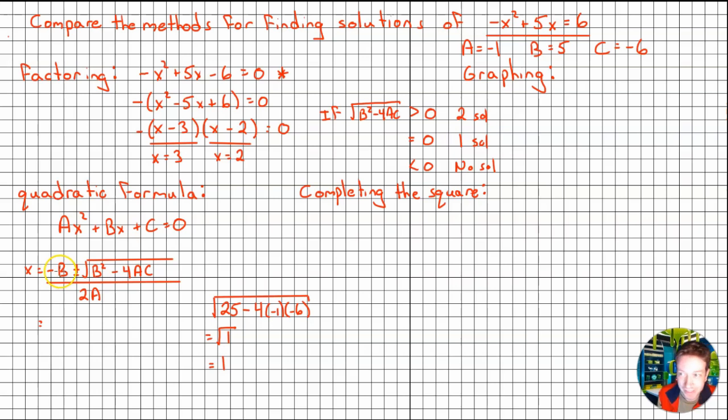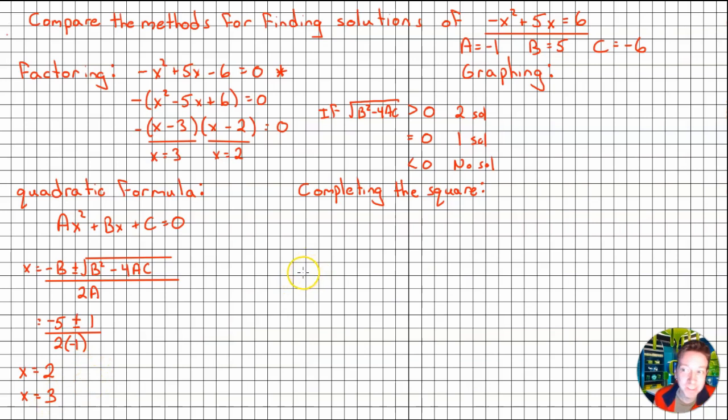So we have minus b, which is minus 5, plus or minus, we know that the discriminant is 1, all over 2 times a, and a is negative 1. All right, so that's minus 5. Let's try plus. So minus 5 plus 1 would give us minus 4 divided by minus 2. Well, that's 2, so x can equal 2. Or if we did the negative solution, minus 5 minus 1 is negative 6 divided by negative 2 is 3. So there's our two solutions using the quadratic formula.